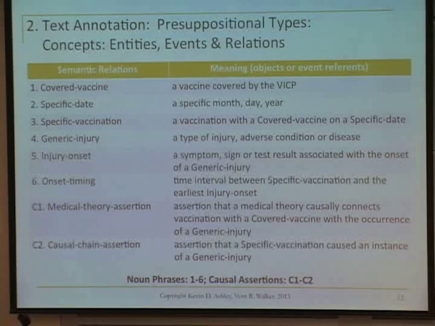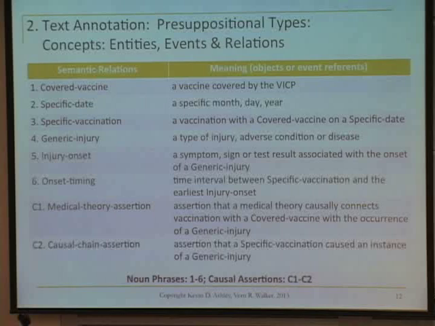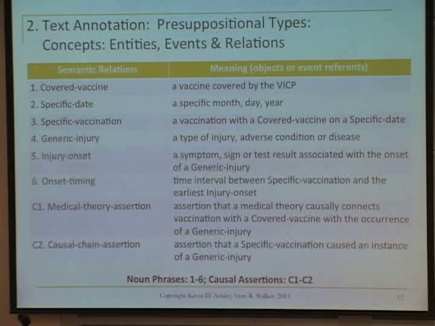In addition, we've created a second annotation scheme, presuppositional types that capture the concepts, the entities, events, and relations that are important in these cases. For example, a specific vaccination. There has to be a vaccination with a covered vaccine on a specific date. Or a causal chain assertion, an assertion that a specific vaccination caused an instance of a generic injury. Or the assertion of a medical theory that connects them.